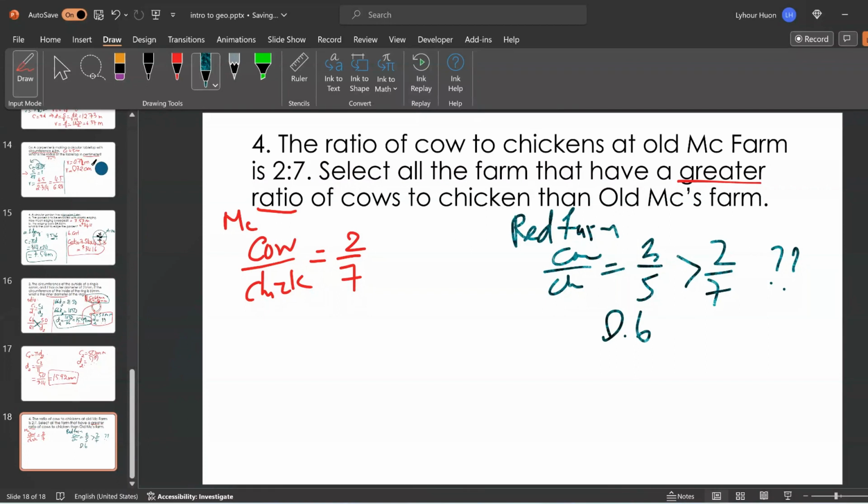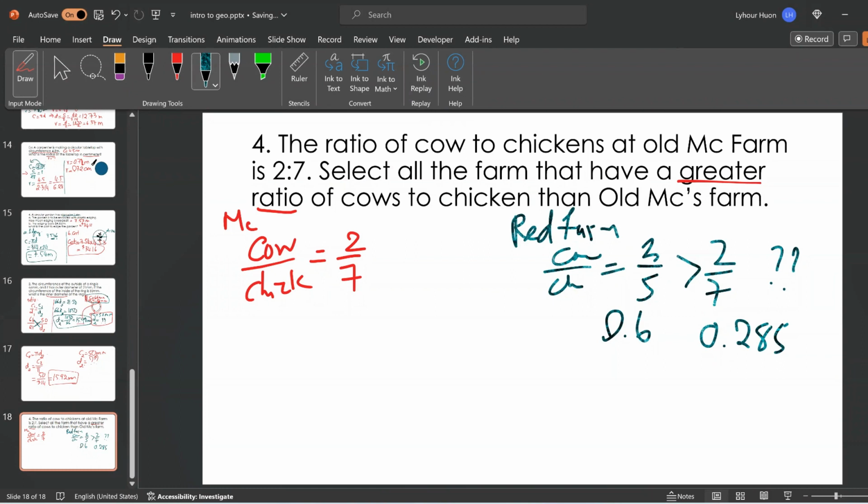2/7 is 0.28. 0.285. Okay, let's check 0.285. So which one is greater? I want to say 0.285, but I don't know.